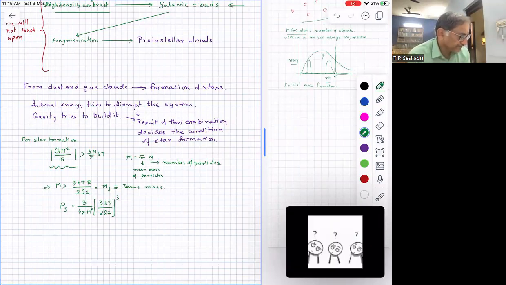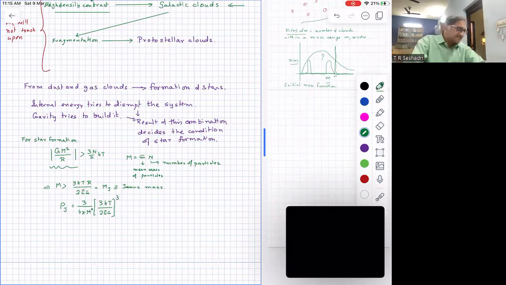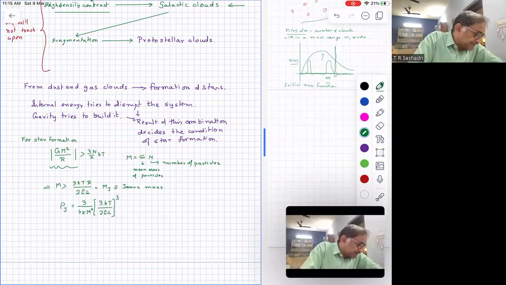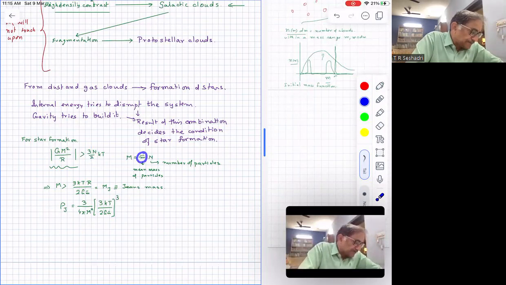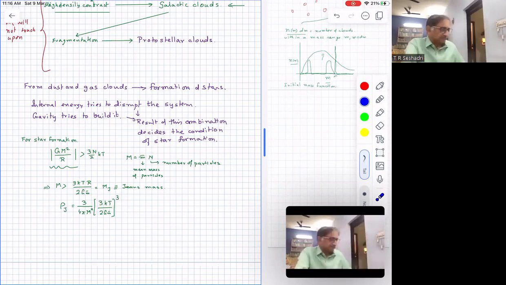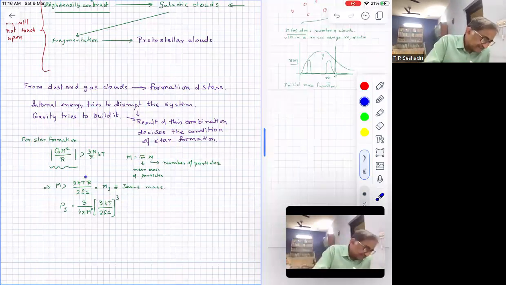And so what we need is GM squared by R, the modulus, should be greater than this quantity, which is 3NkT by 2. Now, what is this M? This M is basically the mean mass of every particle times the number of particles. So out of this M squared, one of the M I will write as m bar into N, rearrange it, and this inequality becomes M greater than 3kTR by 2G m bar. And this is a kind of critical mass, which I call the Jeans mass.